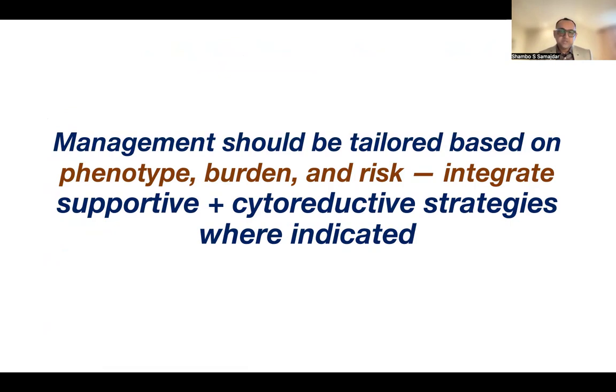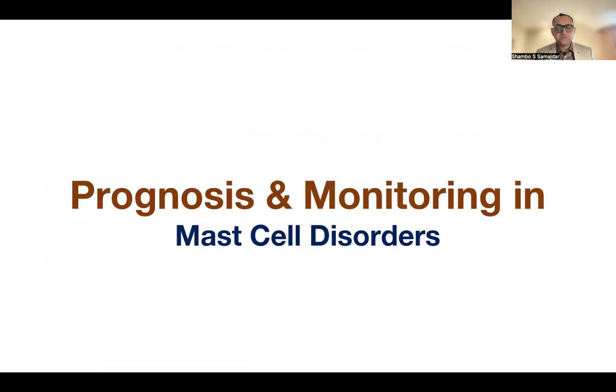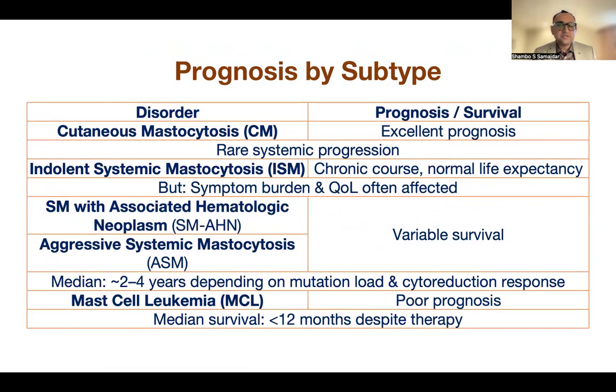And we need to integrate the supportive plus cytoreductive strategies where indicated. Finally, what is the prognosis and how to do the monitoring in mast cell disorders? The cutaneous mastocytosis has an excellent prognosis. Very rarely they progress systemically. Indolent systemic mastocytosis is a chronic course, but with normal life expectancy. We need to manage it with conservative therapy, because problems arise with the symptom burden and the quality of life is often affected.